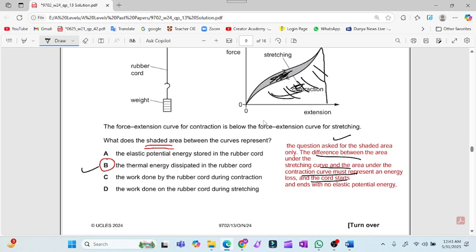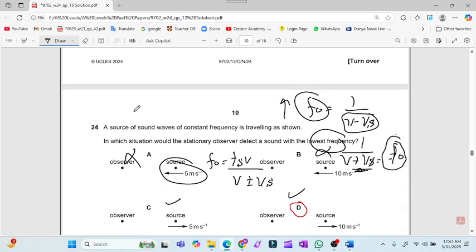Stretching curve and the area under the contraction curve must represent the energy loss. So this is the reason that option B is correct: the energy will be dissipated whenever the inner side of the curve is required, that is what it will represent. Then the next question is the Doppler effect.